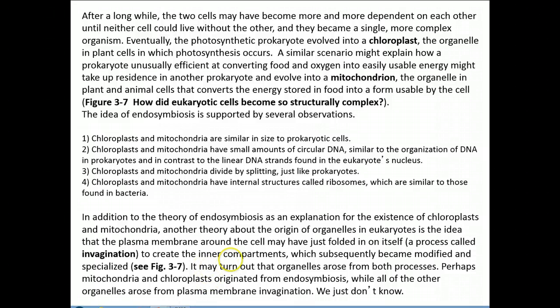So it's very compatible. In addition to the theory of endosymbiosis as an explanation for the existence of chloroplasts and mitochondria, another theory about the origin of organelles in eukaryotes is the idea that the plasma membrane around the cells may have enfolded upon itself, a process called invagination, to create inner compartments. We just don't know which is the correct way, but the DNA that's contained is different from the chromosome DNA. So the mitochondria and the chloroplast DNA is definitely not from our own tissues.